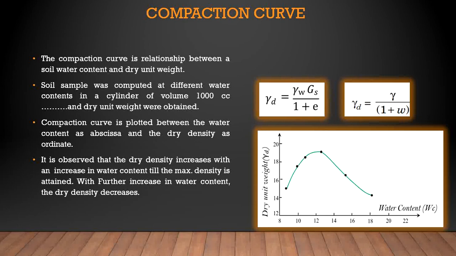Now we will see about the compaction curve. What is the compaction curve? The relation between moisture content and dry density of a soil at a particular compaction energy or at a particular compactive effort is shown here in this diagram. Okay, so the addition of water to a dry soil helps in bringing the solid particles together by coating them with a thin film of water.